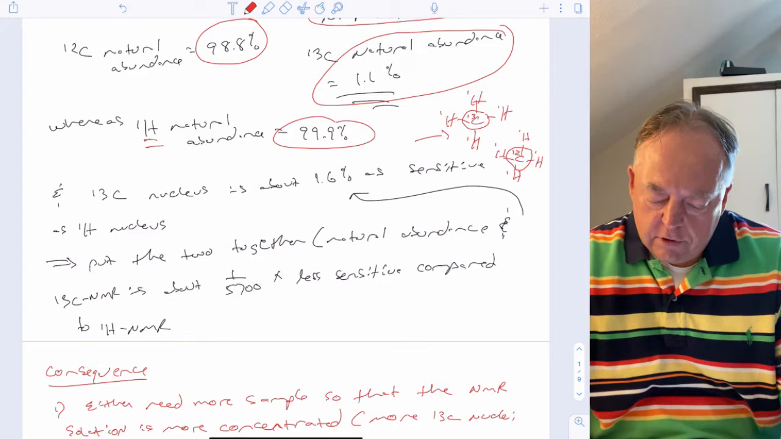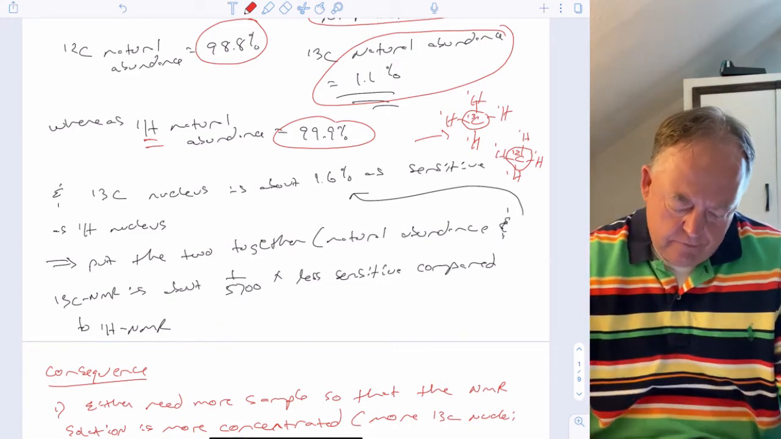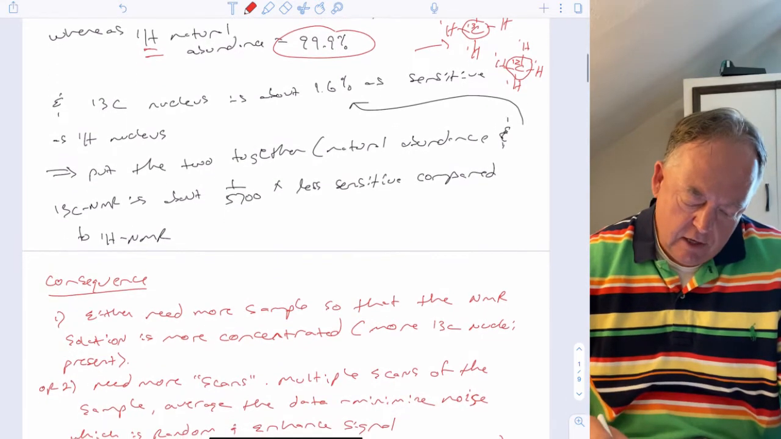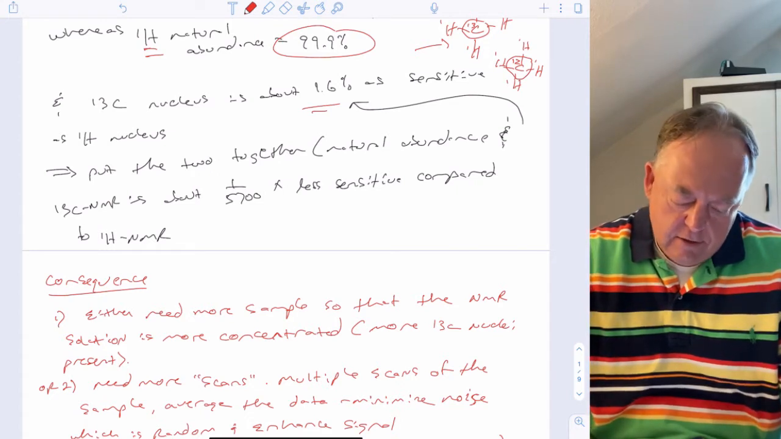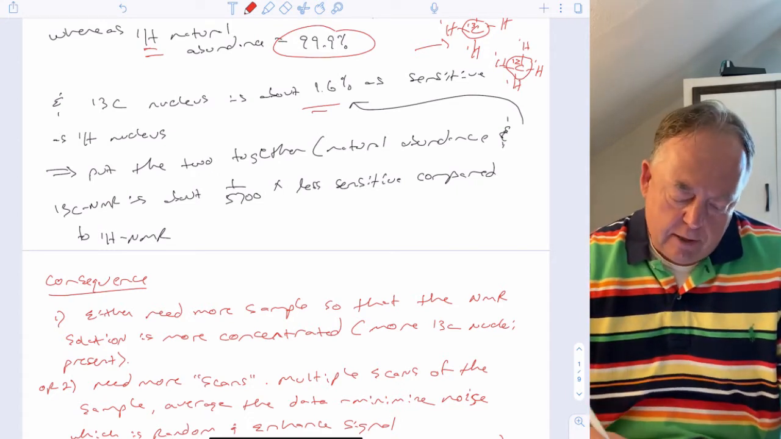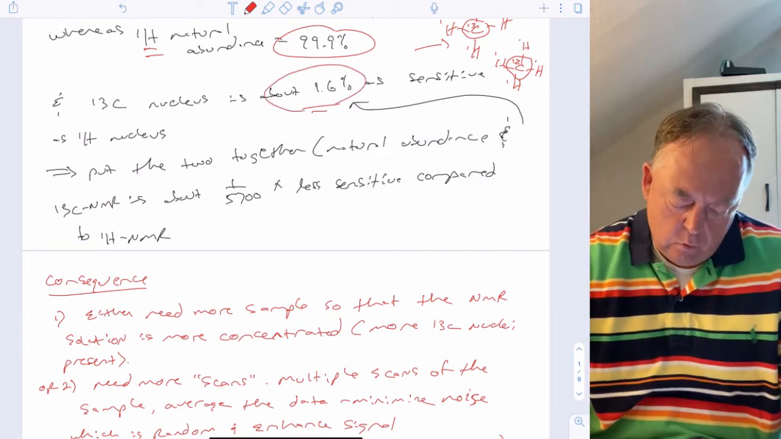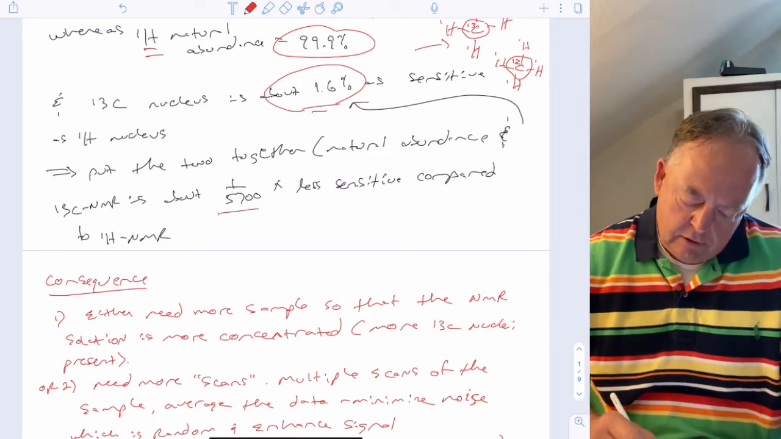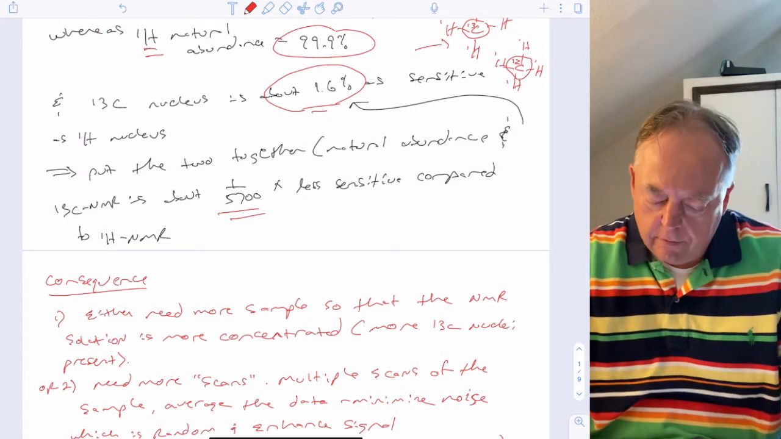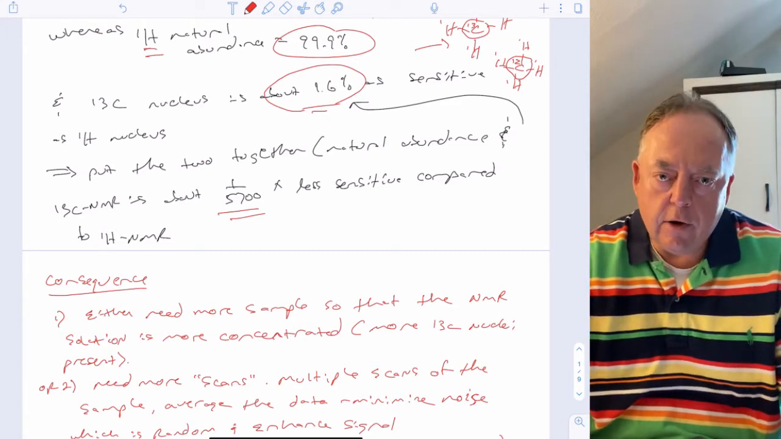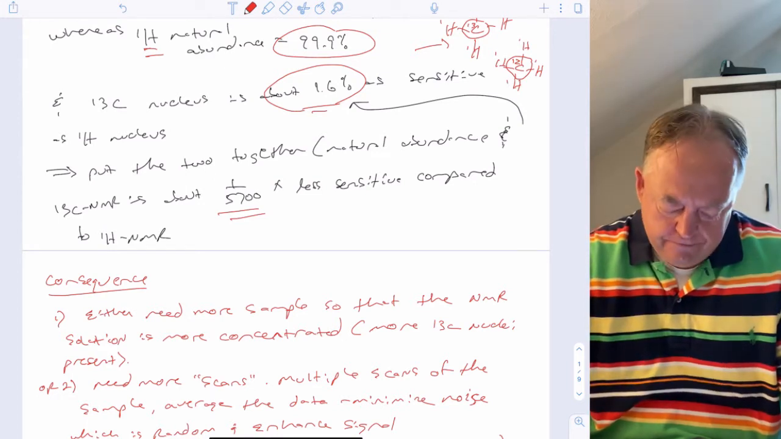Because there's only 1.1% natural abundance, you get much weaker signals out of carbon-13. Furthermore, the carbon nucleus is about 1.6% as sensitive as the proton is. So you put the two together, the natural abundance and the fact that the nuclei of carbon are just not as sensitive to begin with, then what you end up with is that carbon-13 NMR is about 1/5700th as sensitive compared to proton.